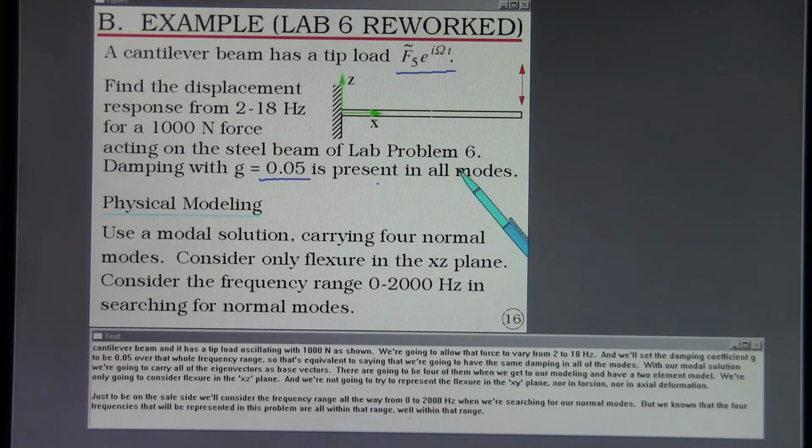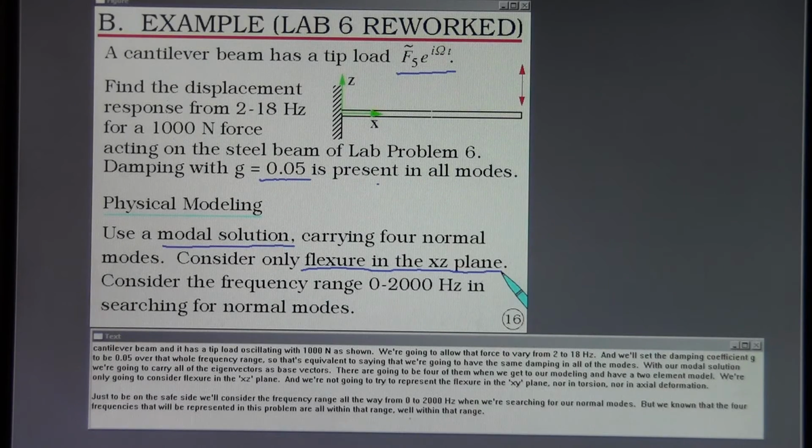With our modal solution, we're going to carry all of the eigenvectors as base vectors. There are going to be 4 of them when we get to our modeling and have a 2-element model. We're only going to consider flexure in the xz plane, and we're not going to try to represent the flexure in the xy plane, nor in torsion, nor in axial deformation. Just to be on the safe side, we'll consider the frequency range all the way from 0 to 2,000 hertz when we're searching for our normal modes. But we know that the 4 frequencies that will be represented in this problem are all well within that range.